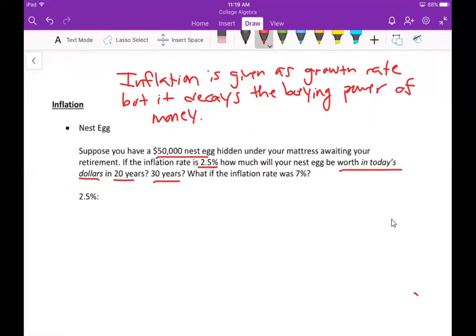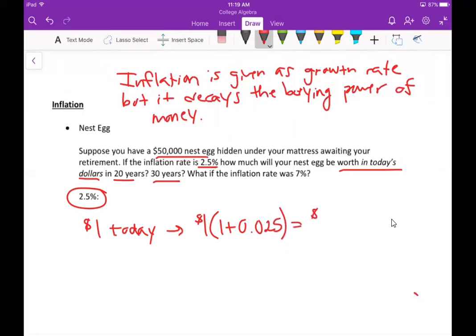So again, that buying power is going to decrease. Let me see if I can simplify this a little bit more. If we have that rate of 2.5%, so what I was saying before, if something costs $1 today, then in 1 year I would take that dollar times 1 plus the growth rate that I'm given, 1.025, which would be 2.5%. And that would mean that in a year, that thing that costs $1 would cost $1.02. This would be the cost in 1 year.